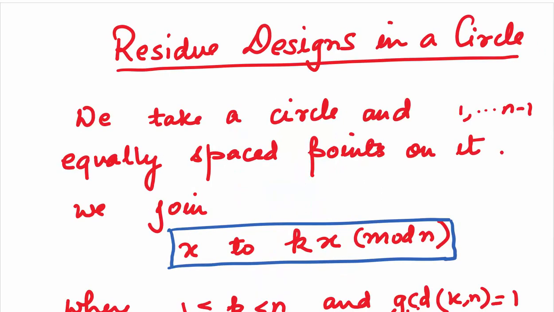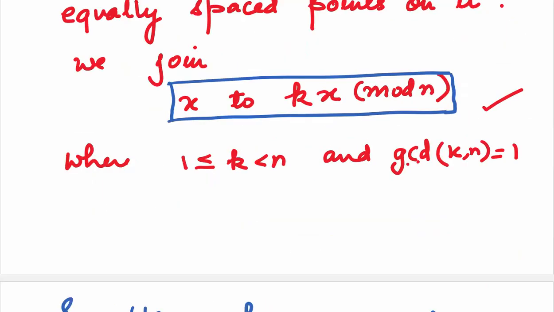Coming to residue designs in a circle. Now, what if we take a circle and take 1 to n minus 1 equally spaced points on it? Then, for residue designs, we join x to k times x modulus n. You have to remember k is such that it is greater than or equal to 1 and less than n, and such that the GCD of k and n is 1.